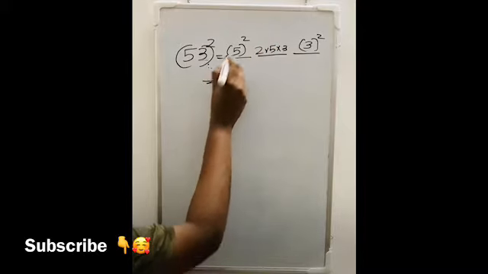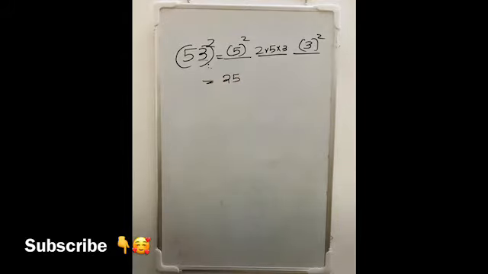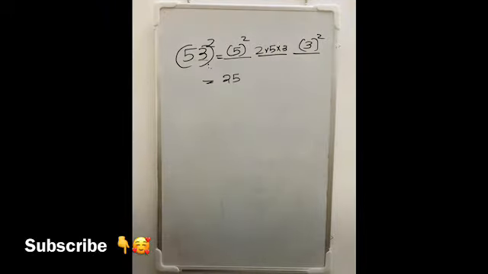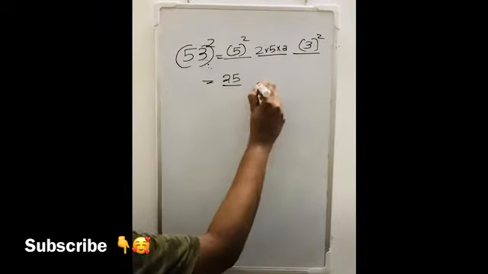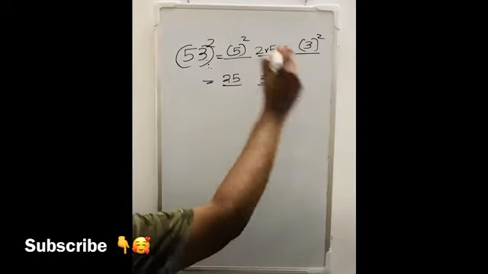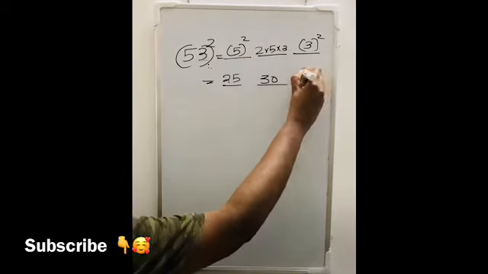So what is the answer? 5 square, we know that is 25; we can get it from the multiplication table of 5. Next, 2 into 5 into 3: 2 into 5 is 10, and 10 into 3 is 30. And 3 square, we can say from the multiplication table, is 9. Next I will tell you how to write the answer.